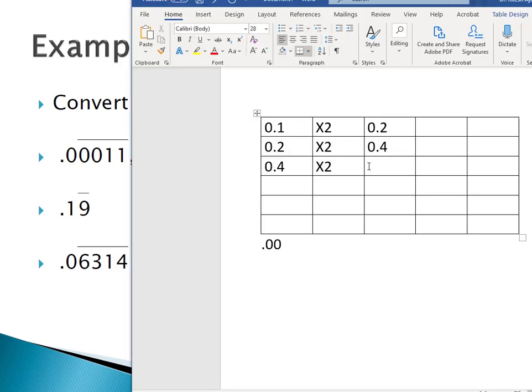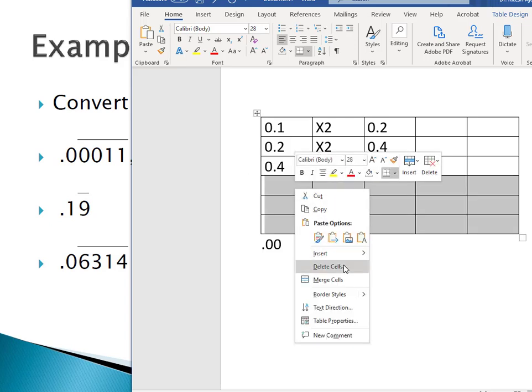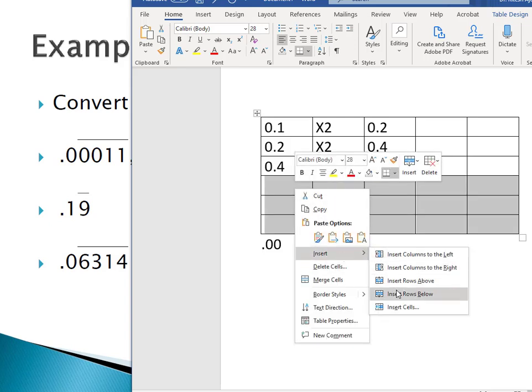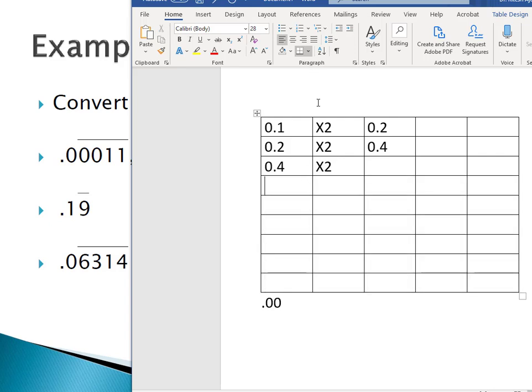I think I have to go back to Word, yes, there it is. I think I'm going to need more space, so let's insert some rows below. I hope you can see this. This becomes 0.8, times 2. So 0.8 times 2 is 1.6.